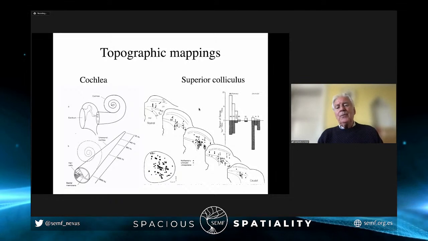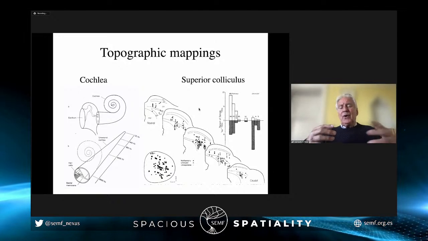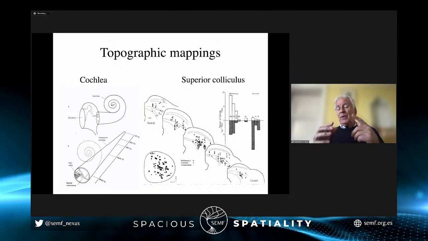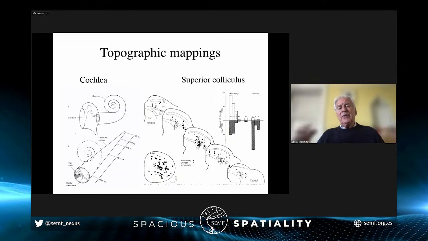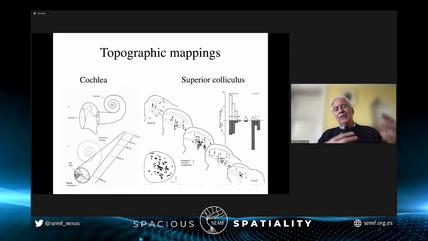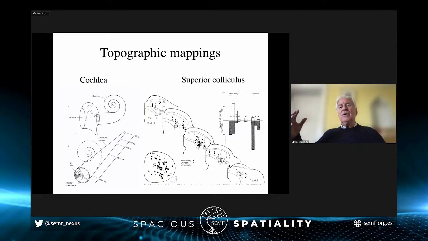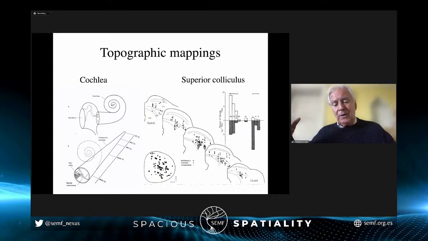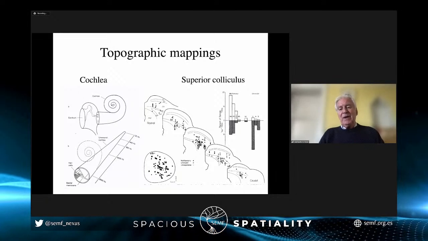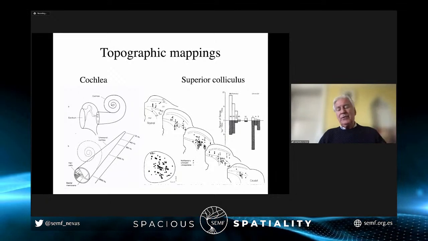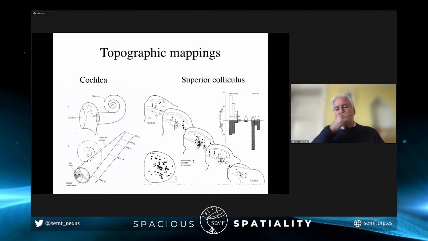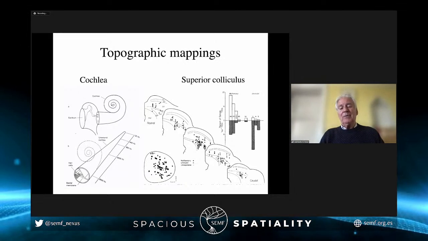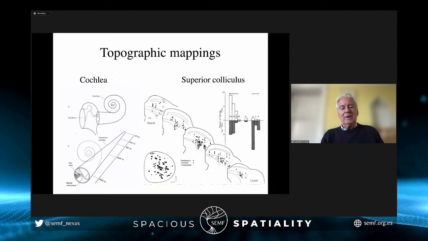We know that in the superior colliculus, information from the senses, the vision, the sound, and the tactile senses, come together and is used to represent the space that we perceive. So space is not only visual, it's also haptic and auditory. And we get this unified topographic representation in the superior colliculus.